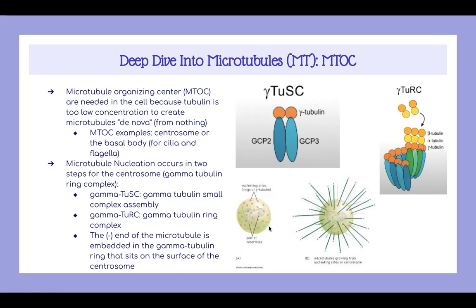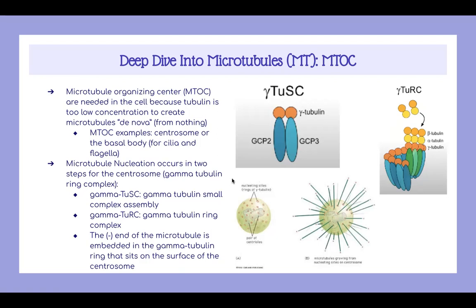So in a cell, for our purposes, this is the centrosome. Inside the centrosome are the centrioles. On the surface of the centrosome, you see in this picture, there are red rings. Those rings are your gamma tubulin ring structures. From those nucleation sites, that's where the minus end is embedded within the centrosome. And all the stuff that's sticking out, those are the plus ends of the microtubules. So hopefully that clarifies the structure a little bit more.